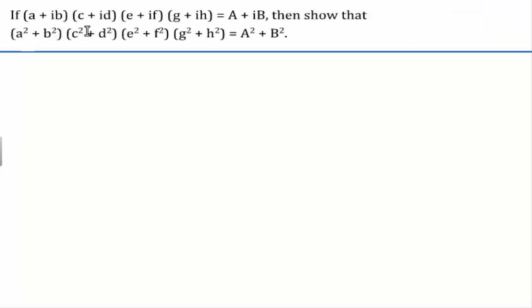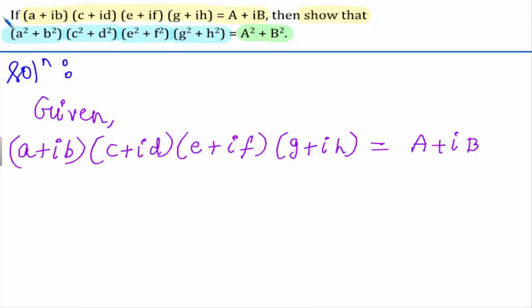In this question, we need to show that (a square plus b square) multiplied by (c square plus d square) multiplied by (e square plus f square) multiplied by (g square plus h square) is equal to a square plus b square using the given condition. Let us see the solution. Let us consider the given statement.